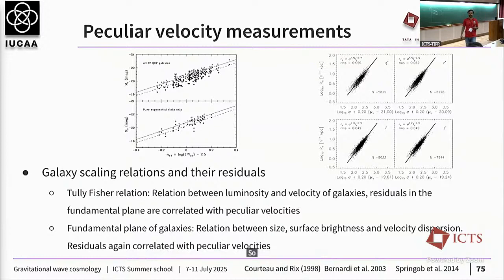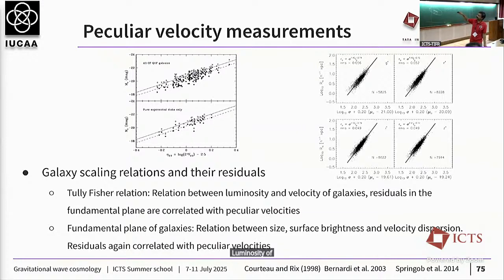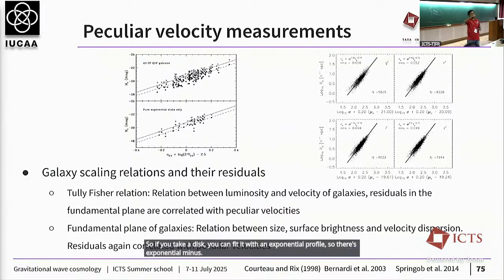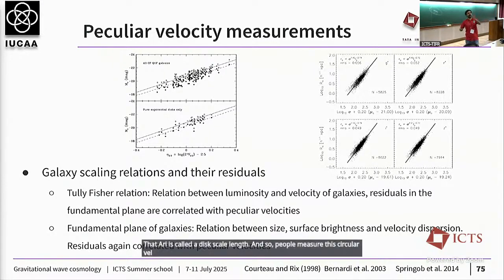So galaxies are known to follow certain scaling relations. This is the Tully-Fisher relation. So this is the luminosity of galaxies as a function of the circular velocity, how quickly the gas rotates around this galaxy at about 2.2 disk scale lengths. Okay? So if you take a disk, you can fit it with an exponential profile, so there's exponential of minus r by r_e. That r_e is called the disk scale length. And so people measure this circular velocity at 2.2 times the disk scale length.